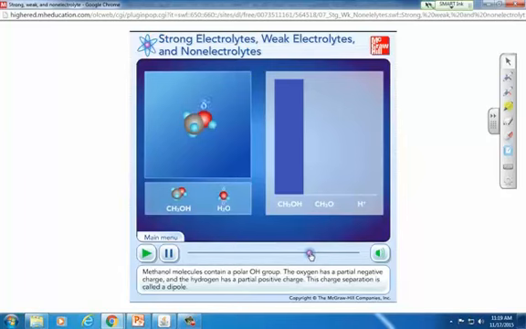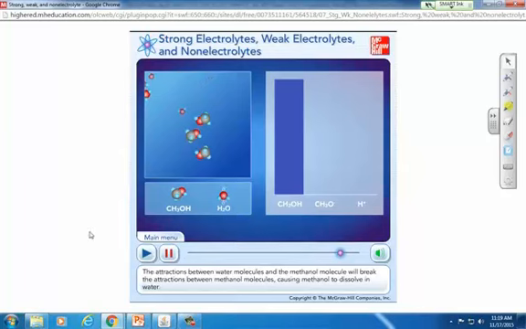The oxygen has a partial negative charge, and the hydrogen has a partial positive charge. So when the methanol mixes with water, it will break the attractions between methanol molecules, and separate the methanols from one another.